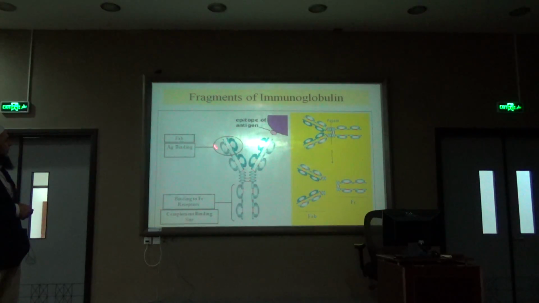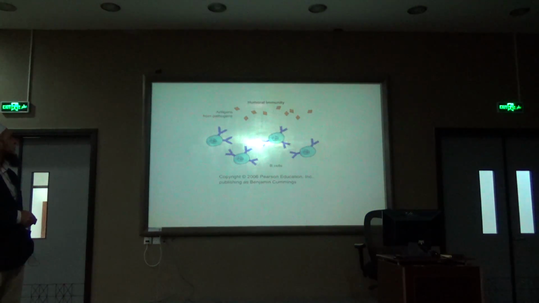Here is the FAB region, and this is the FC region. You can break this antibody at the hinge region. If you break it, it will be broken into two portions, the FAB and FC region.